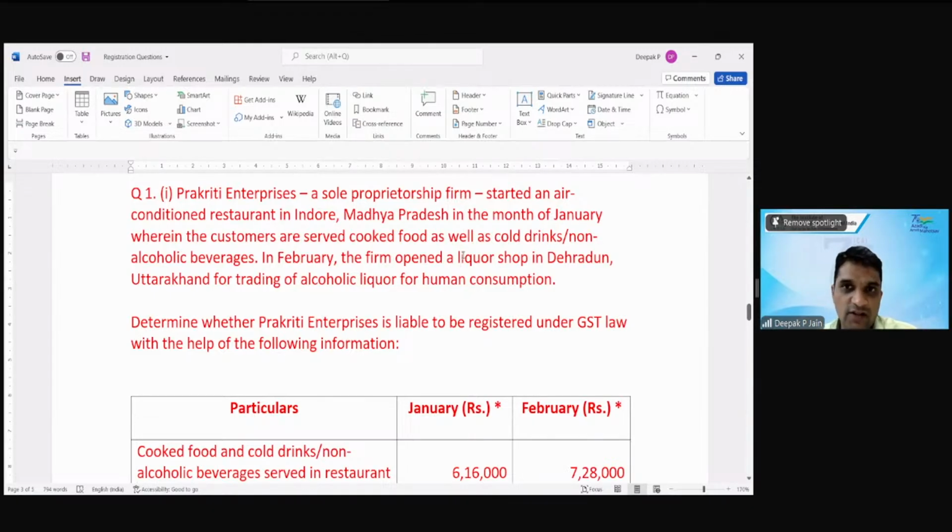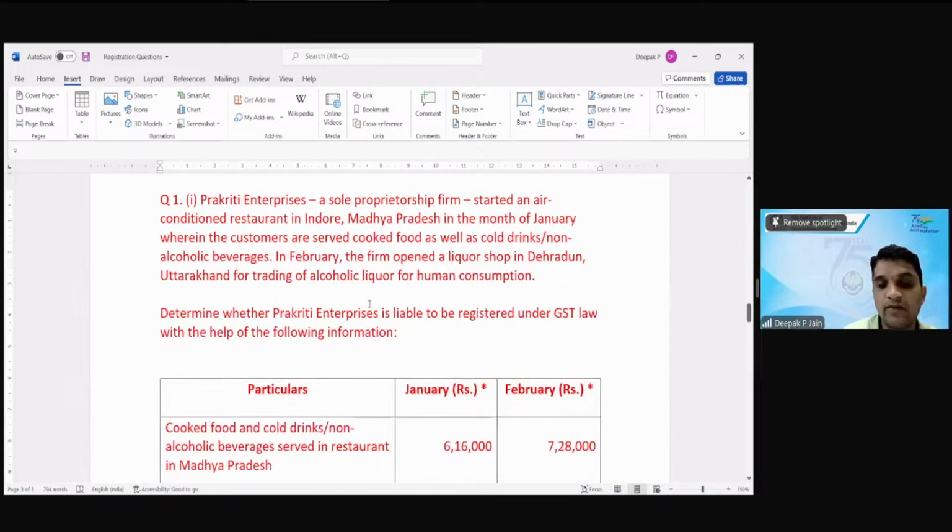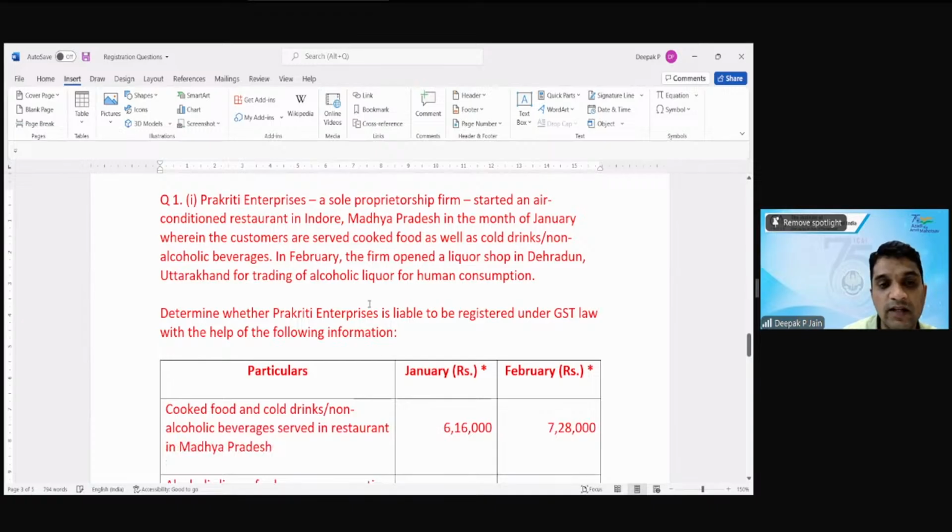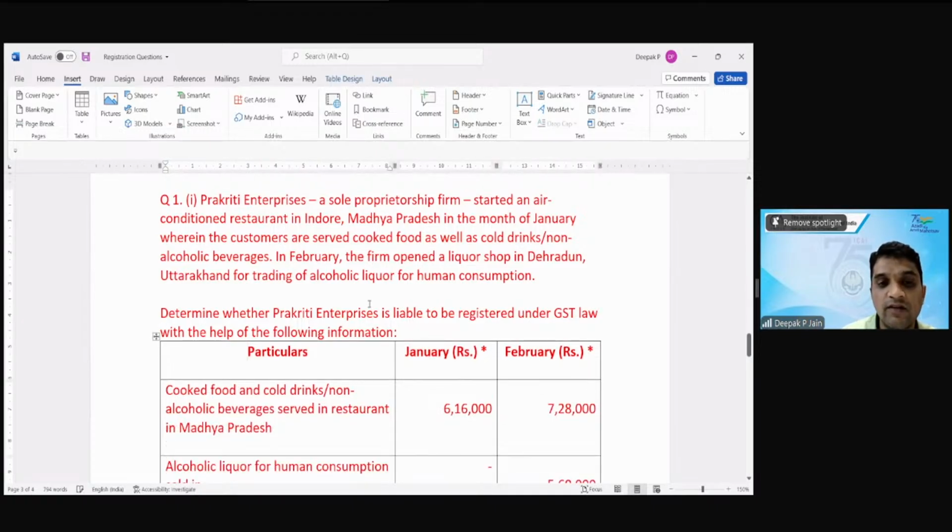So we're talking about registration, right? So they have a sole proprietorship, which is in Indore. Now they have opened up a liquor shop in Dehradun for trading of alcoholic liquor for human consumption. Determine whether Prakriti is liable to be registered under the GST with the help of the following information.